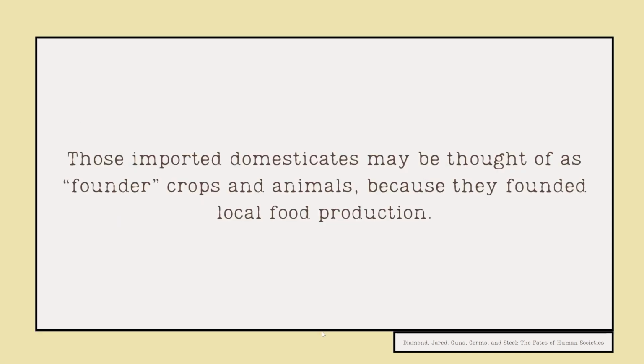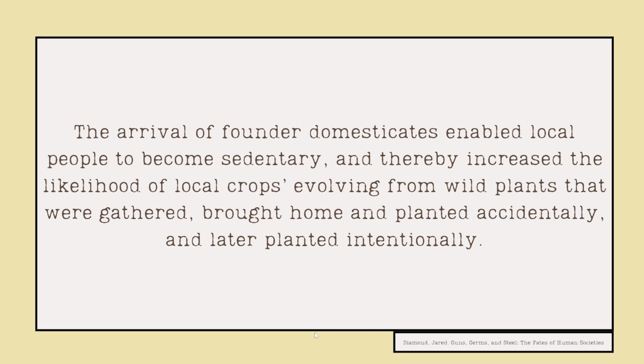Those imported domesticates may be thought of as founder crops and animals because they founded local food production. The arrival of founder domesticates enabled local people to become sedentary and thereby increased the likelihood of local crops evolving from wild plants that were gathered, brought home, and planted accidentally, and later planted intentionally.